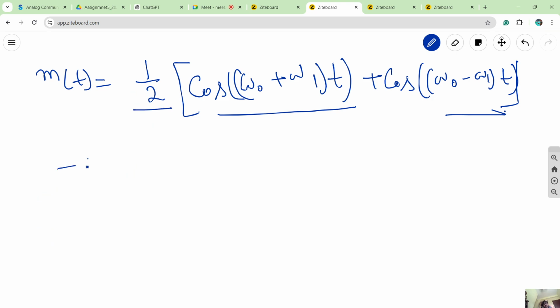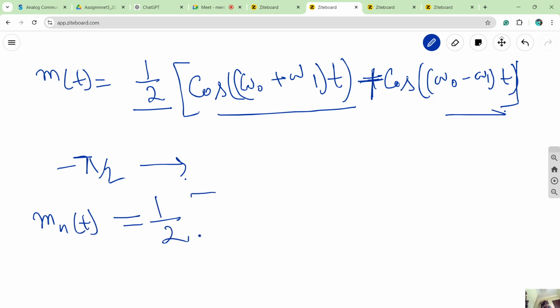So now we have to apply the pi by 2 phase shift. Now it is in additive format, not multiplicative format, so right now we can apply the phase shift. The Hilbert transform of m(t) will be half of, now it converts into, since only the phase shift turns cos into sine, sine of (omega 0 plus omega 1) t.